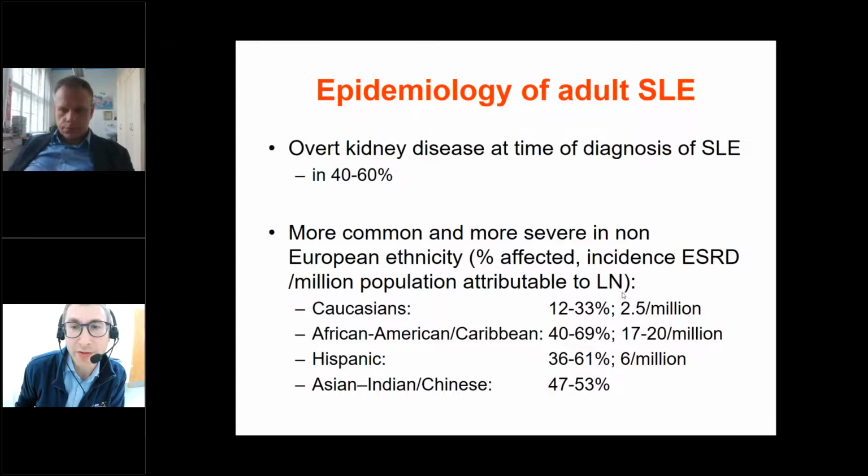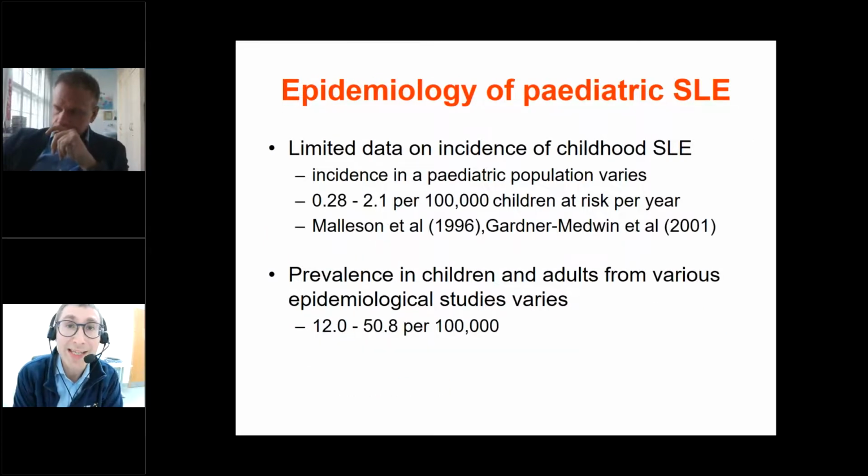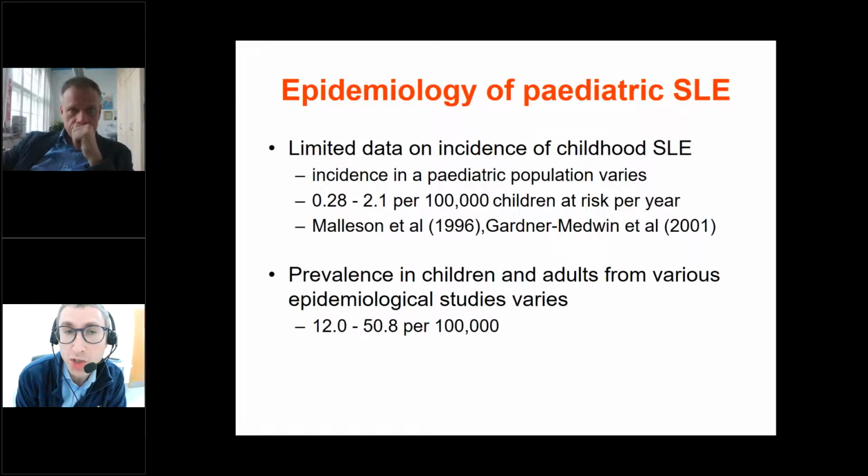So what can we say about the epidemiology? Well, it's more common and more severe in non-European ethnic groups here, but you can see in the African American and Caribbean populations, it can be up to about 17 to 20 patients per 100,000. And in children, there's limited data, but between 0.2 and 2 per 100,000 children are at risk of developing lupus per year. And the prevalence in some studies can be up to about 1 in 2,000, so a maximum of 50 per 100,000.